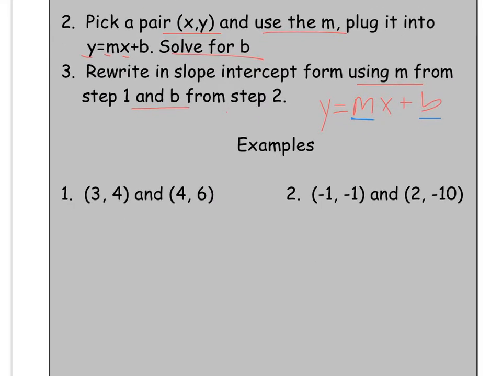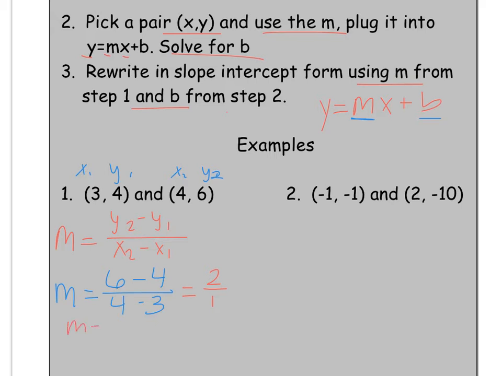So the first thing I'm going to do is label x1, y1, x2, y2, because I want to make sure that I plug them in the right spots. Step 1 is to find the slope, and I plug into the slope formula. So the slope is 6 minus 4 over 4 minus 3, which would equal 2 over 1, for a slope of 2.